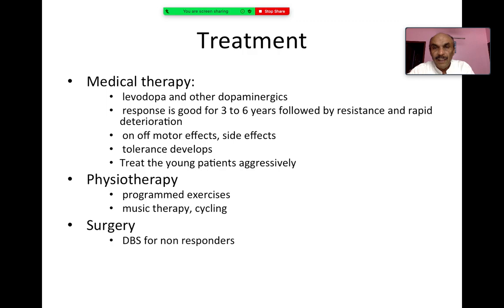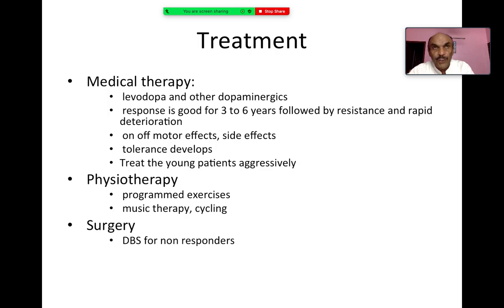But as such, when you use the dopaminergic drugs, the response is good for a period of 3 to 6 years. This is followed by resistance and rapid deterioration. The problem of these drugs is they have on and off motor effects associated with side effects. Tolerance develops with poor response. But by and large, treat the young patients aggressively. Then followed by physiotherapy. So give the programmed exercises to limit the fatiguability.